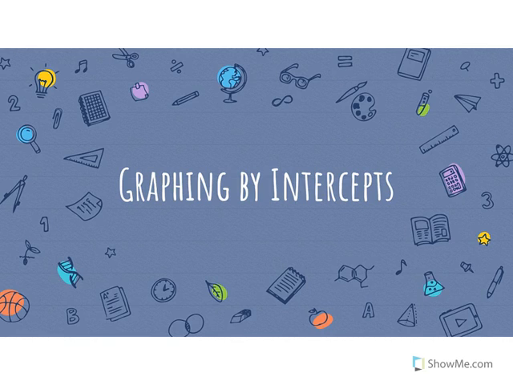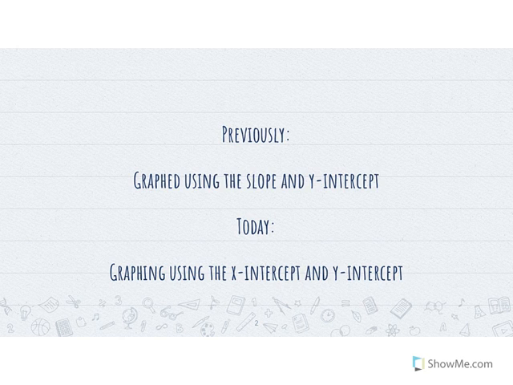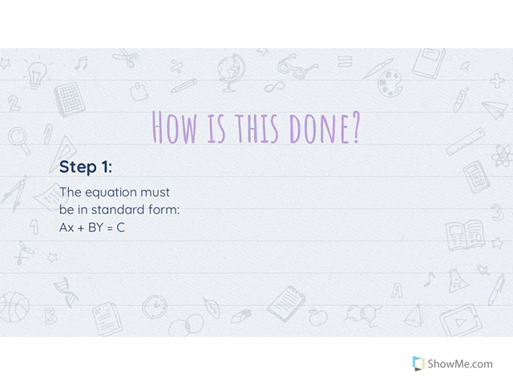Hi you guys, so today's notes are about graphing intercepts. Previously we graphed using slope and y-intercept just a couple days ago. Today we are going to be graphing using the x-intercept and y-intercept. So how is this actually done?